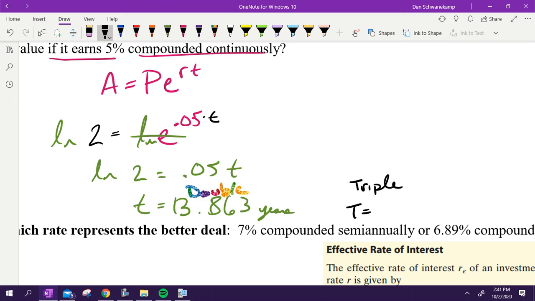Basically, all you've got to do is take the natural log of 3 instead of 2. How long did it take us to triple our money? 21. Round it. Is it 21? Does it round up or down? Up, so 22 years.